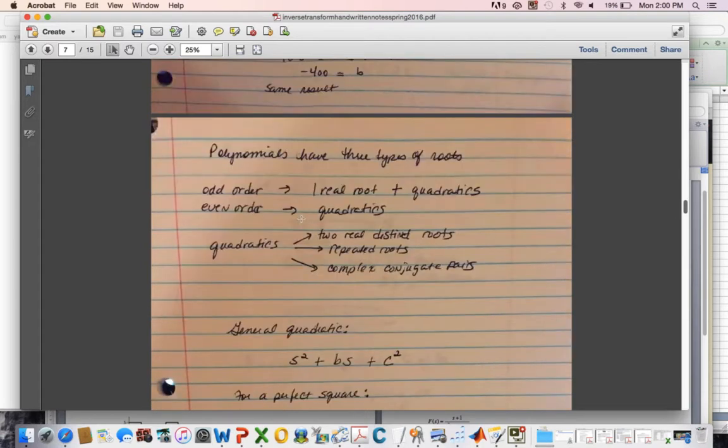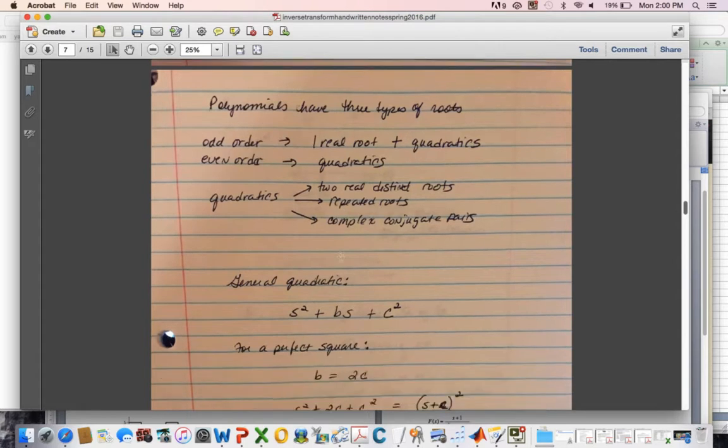So talking just really briefly about polynomials in general. Polynomials have 3 types of roots. So if you have a quadratic, your options are you have 2 real distinct roots, you have a repeated root, or you have a complex conjugate pair. Now as you go higher order than quadratic, all higher order equations are combinations of a quadratic and a single order. So if you have an even order polynomial, that factors into quadratics. And then each of those quadratics can have these possible roots. If you have an odd order polynomial, that's going to factor into one real root plus quadratics, which could have any of these 3 options.